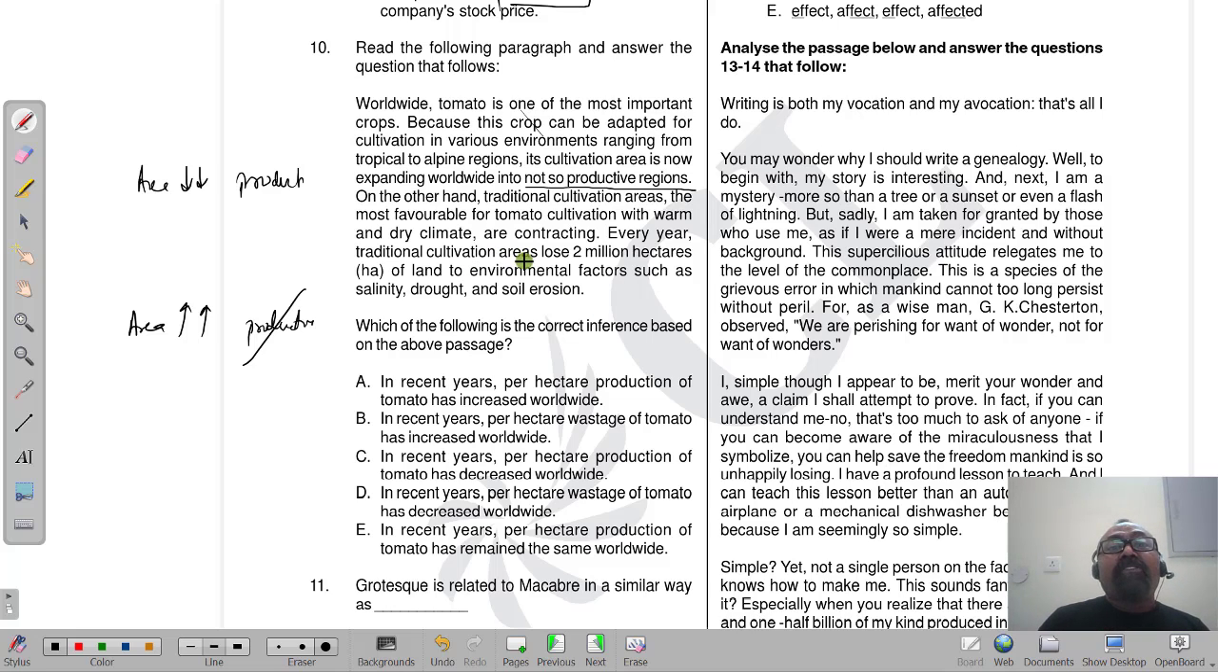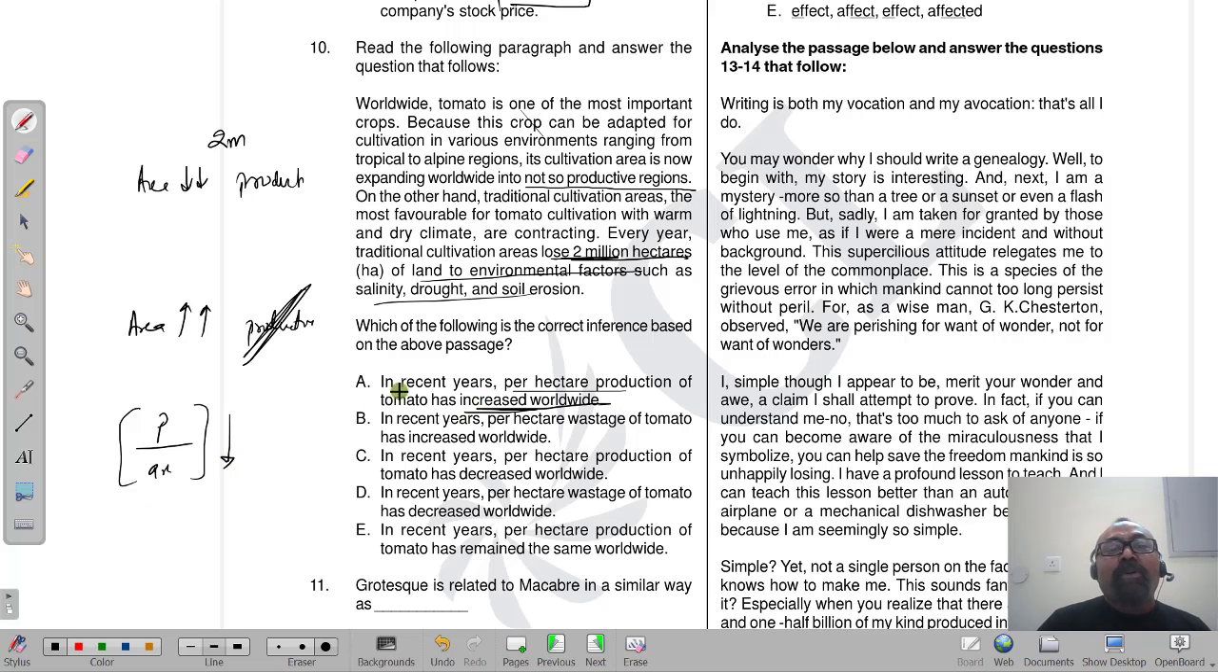Every year, traditional cultivation area loses 200 million hectares of land to environmental factors such as salinity. So this is 200 million hectares. Productive areas are coming down, unproductive areas increasing. So what is going to be the impact? Which is the following correct inference? Every question is talking about per hectare production, production per area. So when the not so productive area is increasing and the productive area is decreasing, the production per area is going to decrease, right?